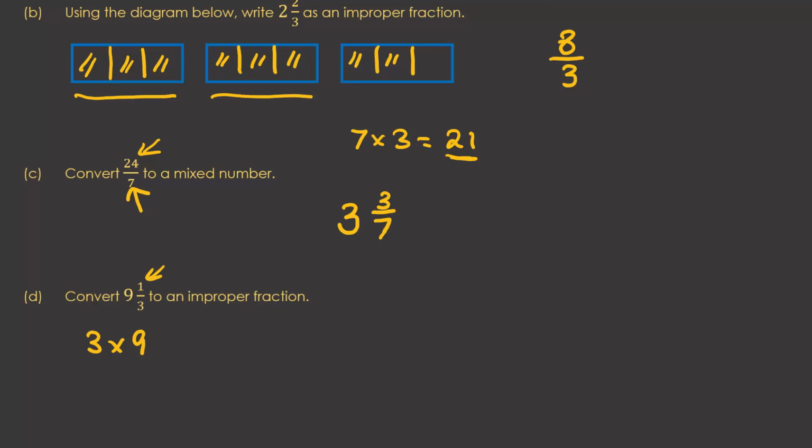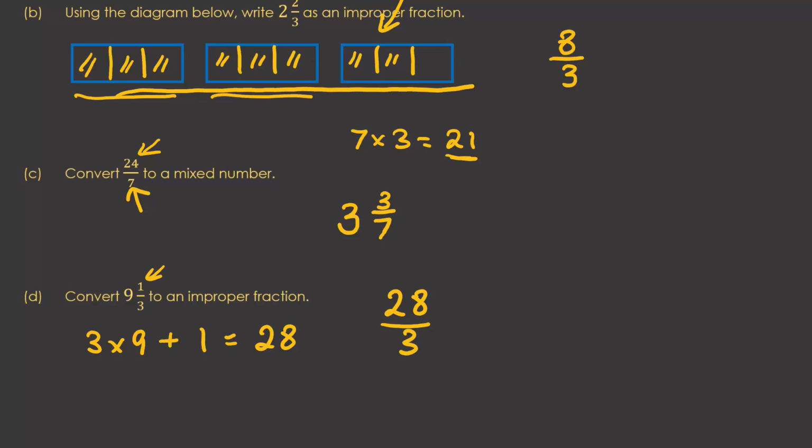Then we add the numerator, and that's like when we move on to the next part of the diagram. And so that gives me 28. And so if we were counting it up on a diagram like this, that would mean we'll have shaded 28/3.